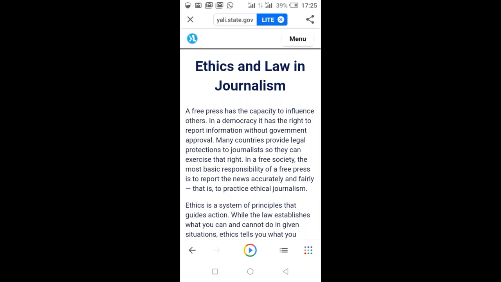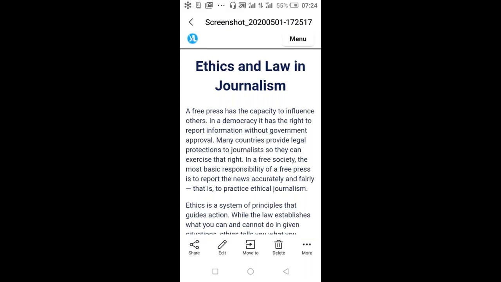In a given situation, I'll take that again. Ethics is a system of principles that guides action, that is, it guides your action of right or wrong. Oh, I want to report this story. Is what I want to do true? Is it fair? Have I looked at the two sides of the story? But when you talk about law, law does not say whether I should think about it or not think about it. But ethics tells you to think about it.